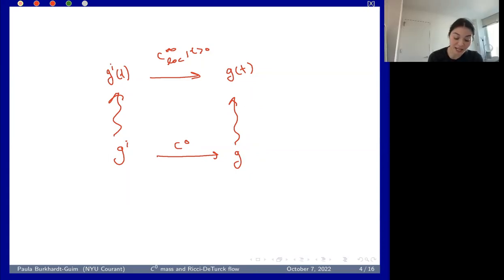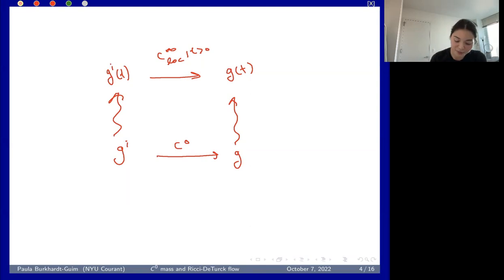No problem. Anyway, hopefully this convinces you that Ricci-DeTurck flow can be useful for studying these problems with scalar curvature bounded below, because it will preserve your lower scalar curvature bounds, but also it smooths things out. So it improves things.